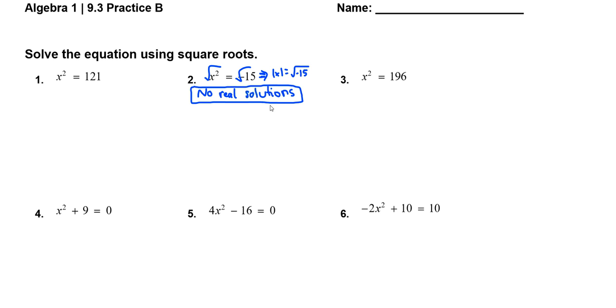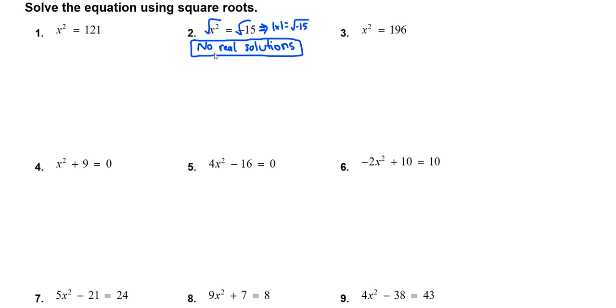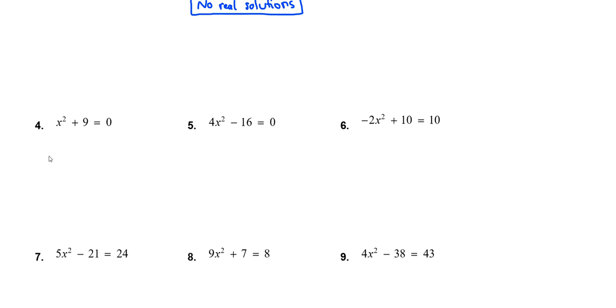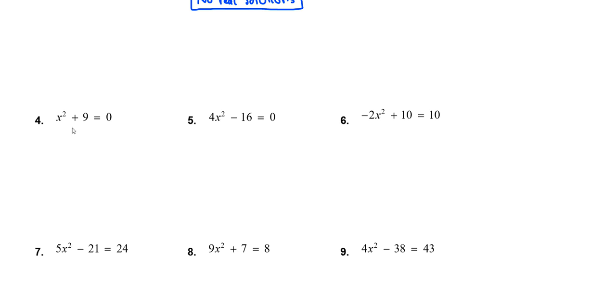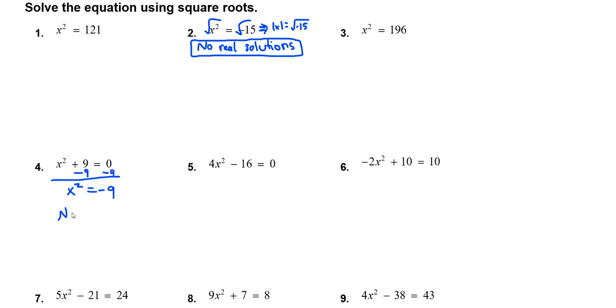Number 4, on this one, subtract 9 from both sides. We get x squared equals negative 9. And again, is there anything in the real number system that you can plug in for x, square it, and get out a negative? And the answer is no. So again, I'm going to say no real solutions. So you can see why I picked the evens, because we hadn't run into that in the notes yet, but I wanted to cover it with the worksheet.